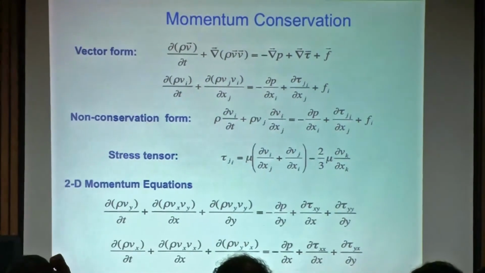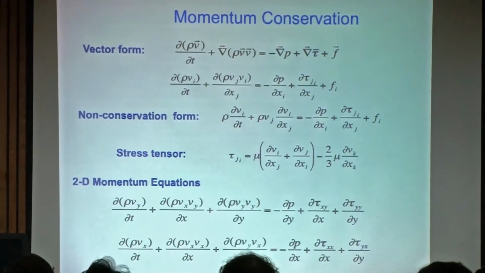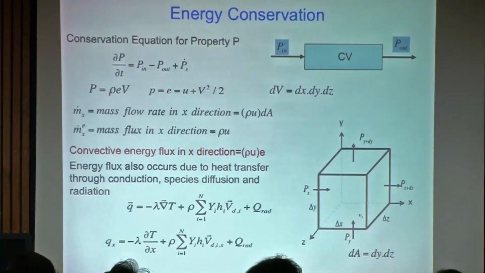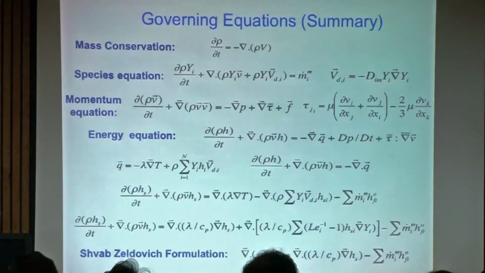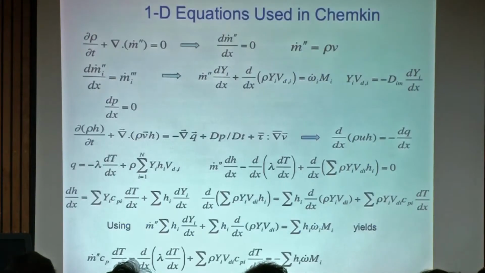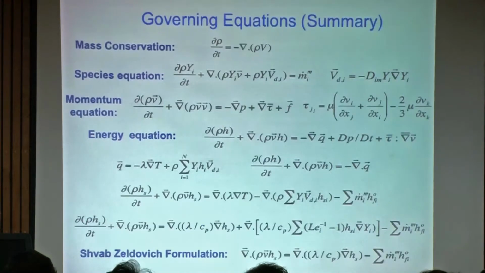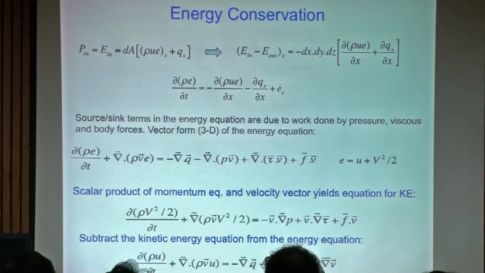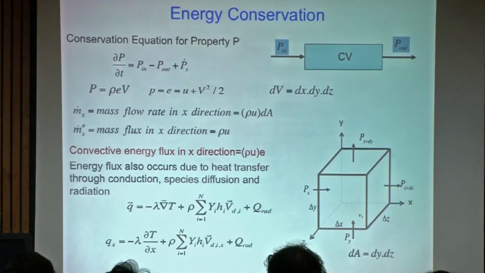So now we go to the energy equation. Energy equation is probably the most complex to derive when you consider all the effects. Did I skip already? It went so fast. Yeah, here. Energy equation.